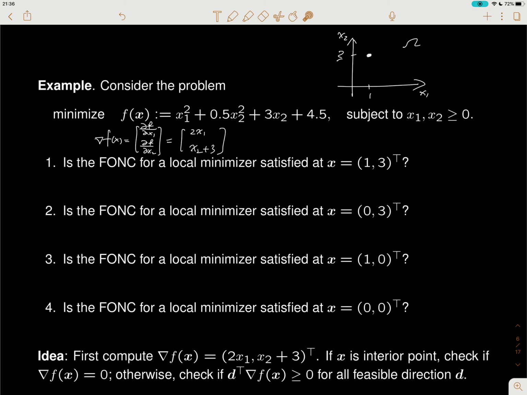Second, you check the first order necessary condition for this point. This point is (0, 3), that means it's here.